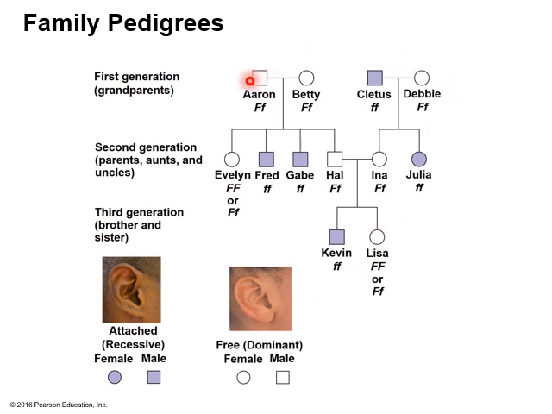What's going on here is it's showing us who had children with whom. Aaron and Betty had each other, and they had 4 kids: Evelyn, Fred, Gabe, and Hal. We can see what phenotypes those kids had. Evelyn has a free earlobe, Hal has a free earlobe, Fred and Gabe have attached earlobes. Then we see Cletus and Debbie, they got together and they made Ina and Julie. Then Ina, the kid of Cletus and Debbie, had kids with Hal. Hal is the kid of Aaron and Betty. And they produced Kevin and Lisa. Okay, that's what's being shown on this family tree.